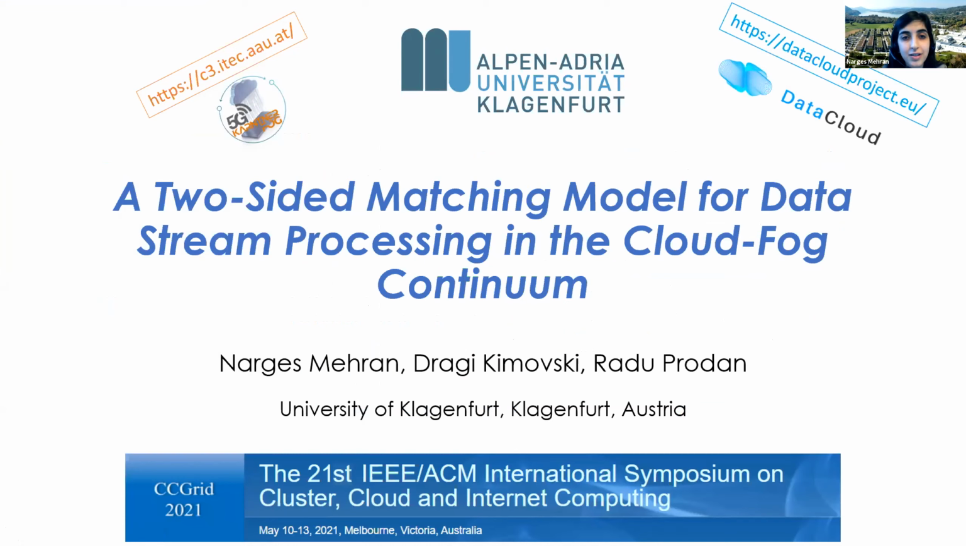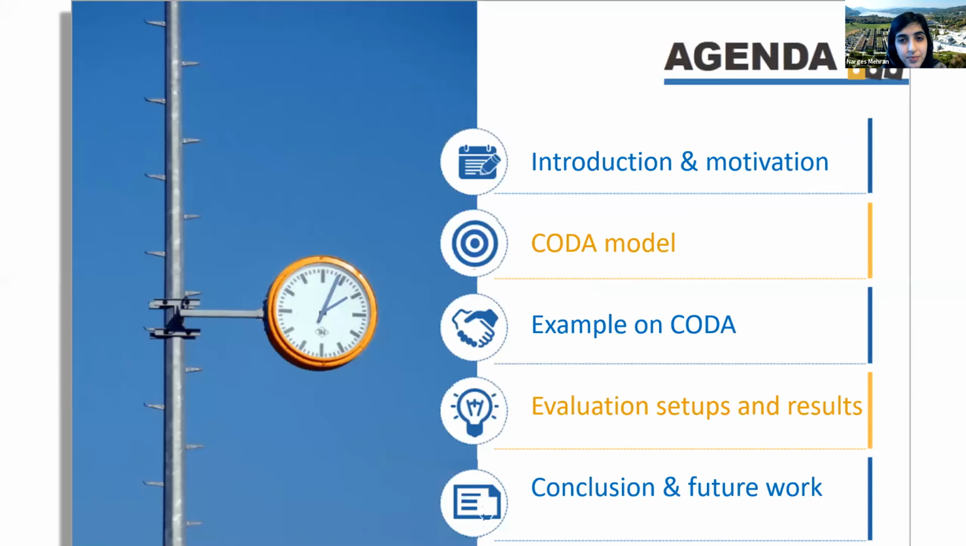Today I'm going to present our recently accepted paper in the CCGRID 2021 conference, with the title "A Two-Sided Matching Model for Data Stream Processing in the Cloud-Fog Continuum." My co-authors are Dragi Kimovsky and Radu Prodan from the University of Klagenfurt.